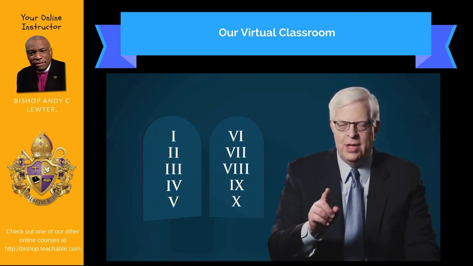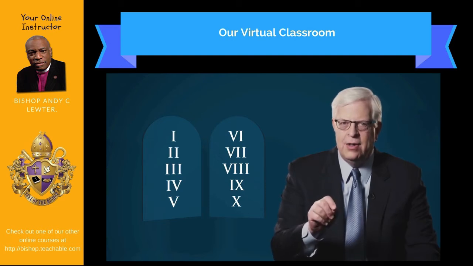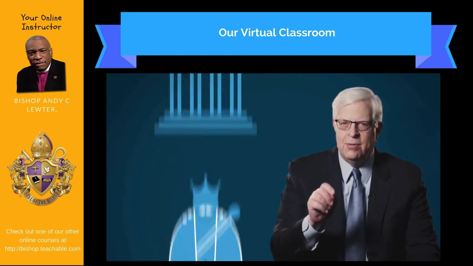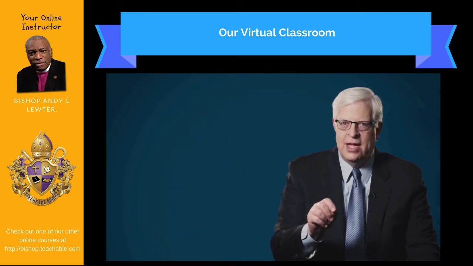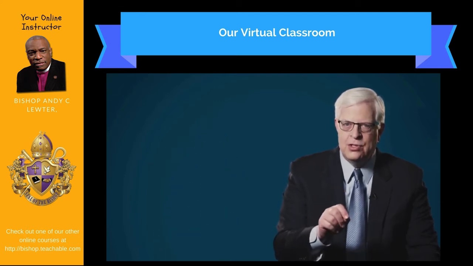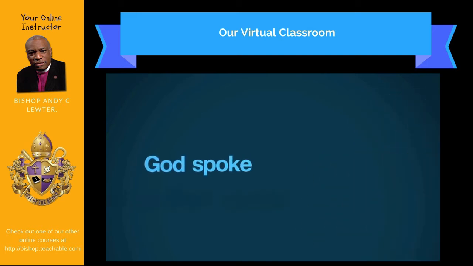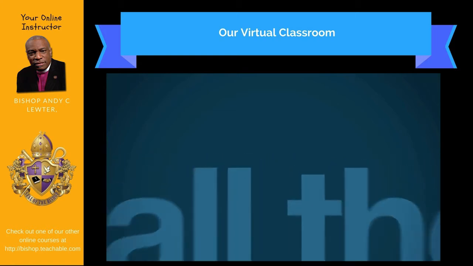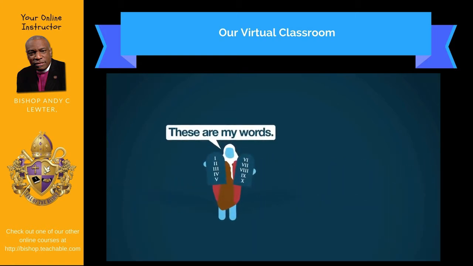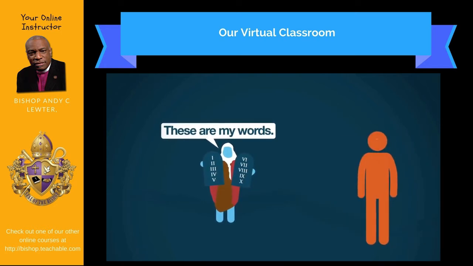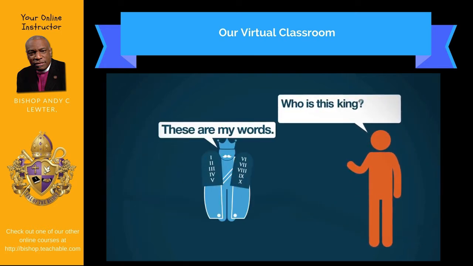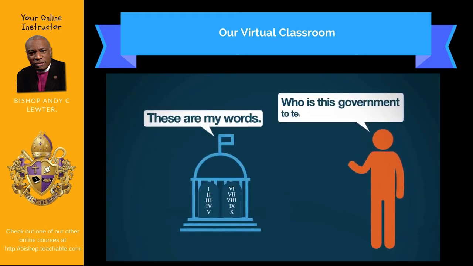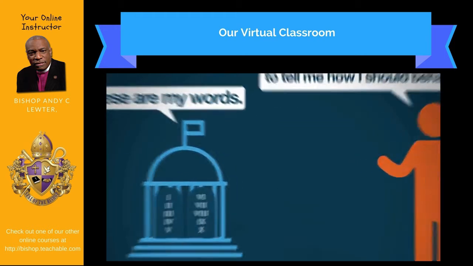But there is a catch. The Ten Commandments are predicated on the belief that they were given by an authority higher than any man, any king, or any government. That's why the sentence preceding the Ten Commandments asserts the following: God spoke all these words. You see, if the Ten Commandments, as great as they are, were given by any human authority, then any person could say, who is this man Moses? Who is this king or queen? Who is this government to tell me how I should behave?